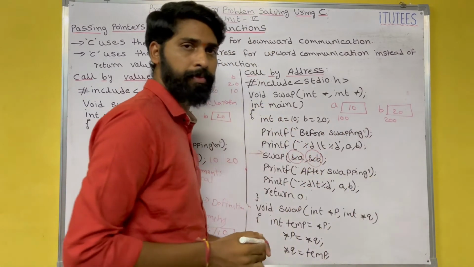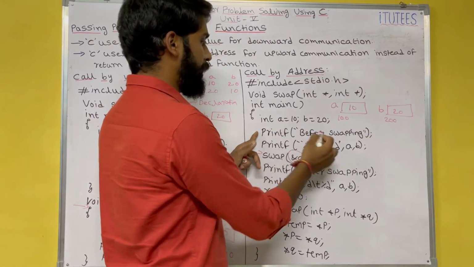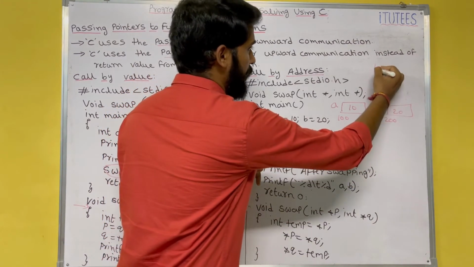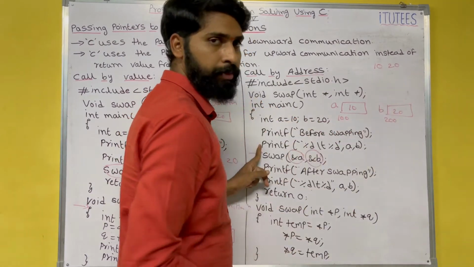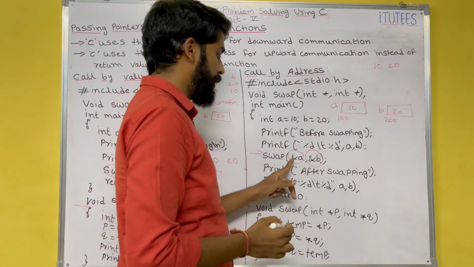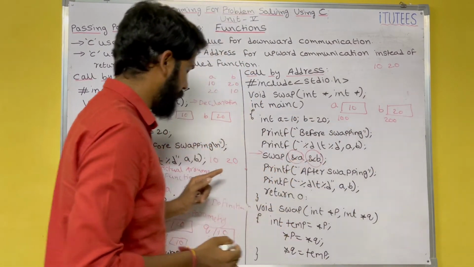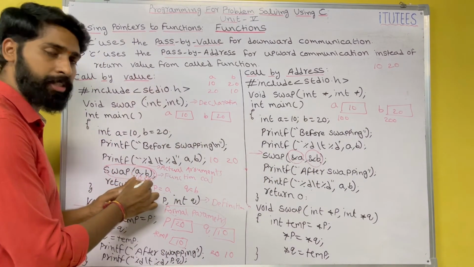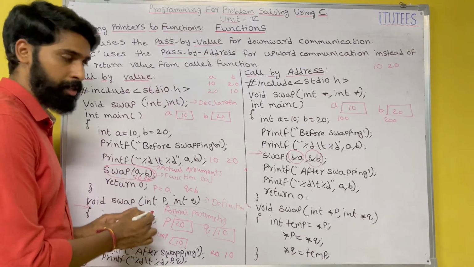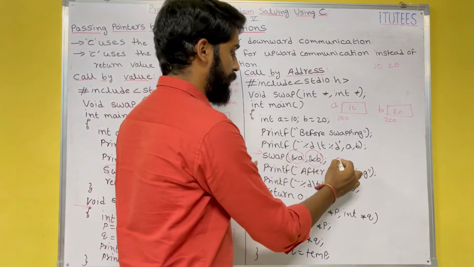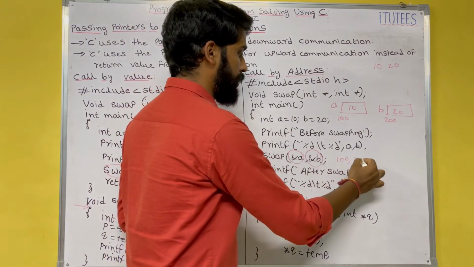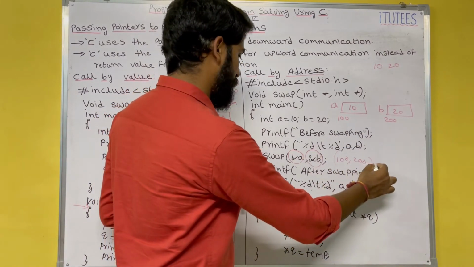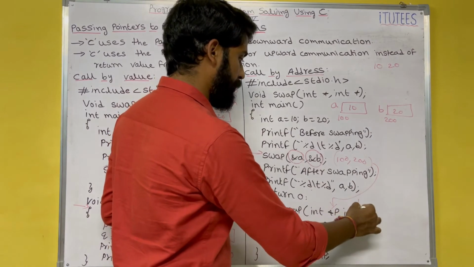Let us assume. After that, printf before swapping, printf A comma B. That means it prints 10, 20. Next instruction, swap ampersand A, ampersand B. In call by value, the values 10, 20 are sent to the swap function. But here, ampersand A, ampersand B means 100, 200. Swap of 100 comma 200. So these values are sent to P and Q.